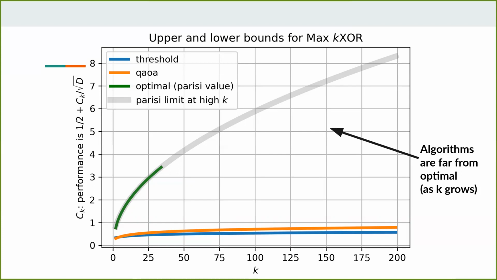This is the first reason why I'm not sure the QAOA beating the threshold algorithm is a huge deal, because there's so much room between the QAOA and the optimal you can do for a high k max kXOR problem. However, I should say that we're just looking at the QAOA at depth 1, and at higher depth, I'm sure it will do better. But it may be that other classical algorithms will also do better, maybe even the threshold algorithm at higher depth. So there's a lot of uncertainty here about what is the best you can do algorithmically for max kXOR and if a quantum computer will actually make that better.